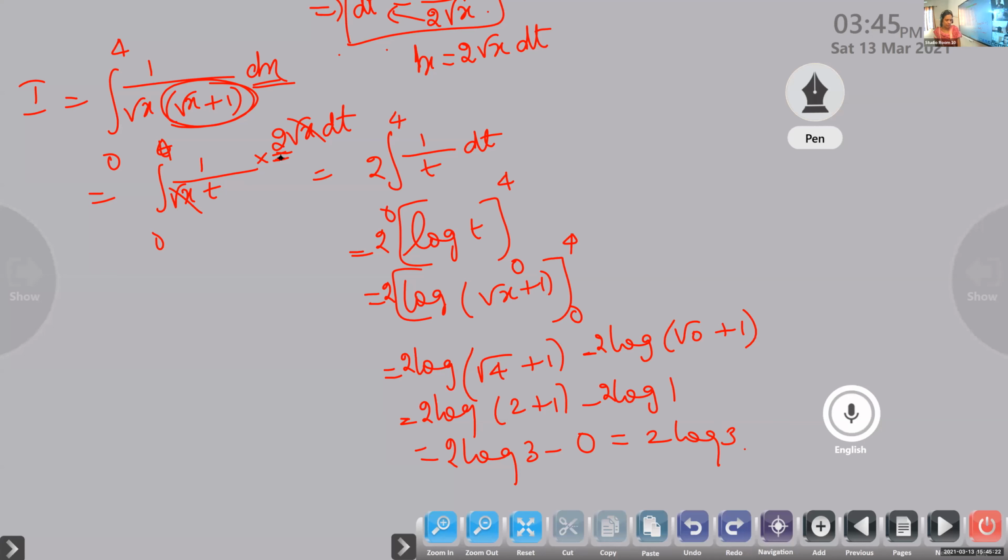It's a different question. Integration by substitution we are using.